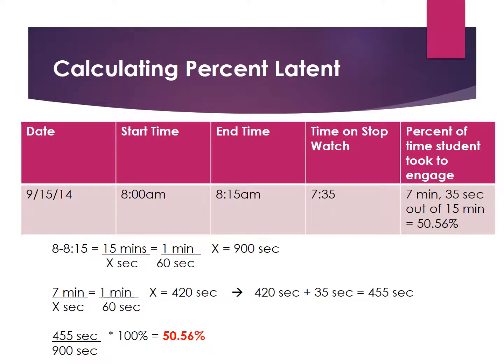Just like duration recording, you want to record the percentage of time it takes that student to engage in that behavior. You'll see the same formula that I've put here. I'm not going to go over it again, but you can refer back to this on how to calculate the percentage of time for latency by converting your minutes into seconds, dividing the seconds together to get the amount of time it took for that student to engage in that particular task.